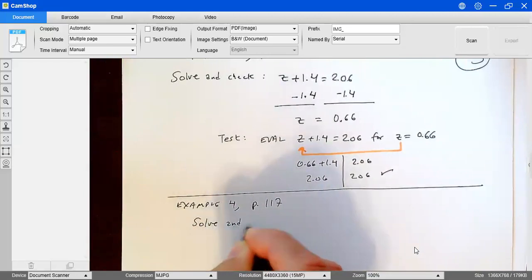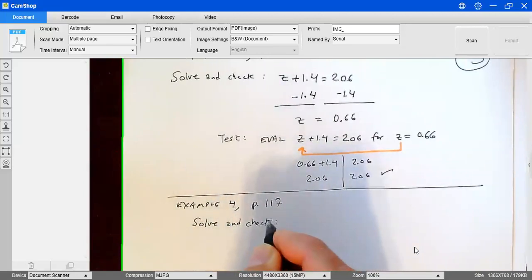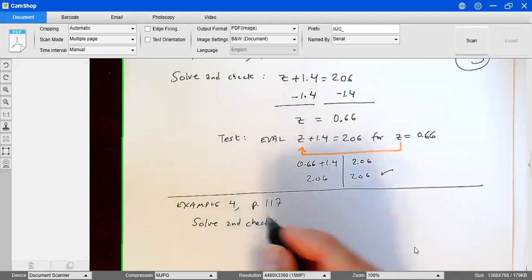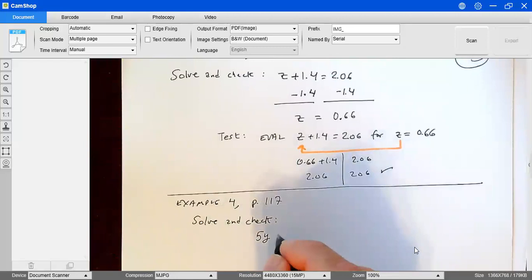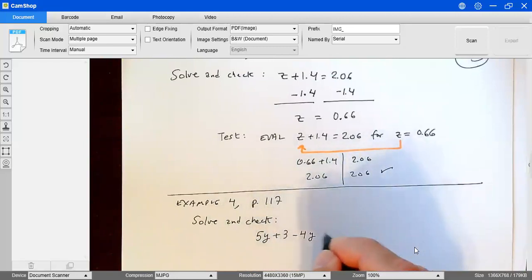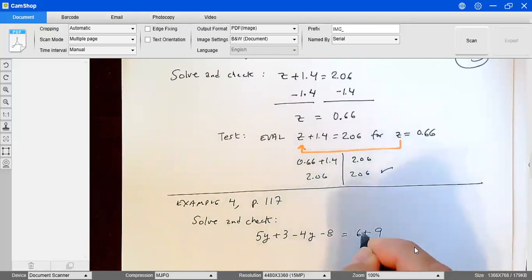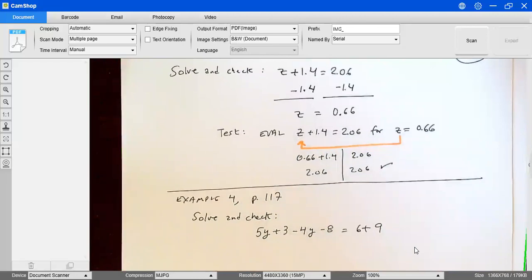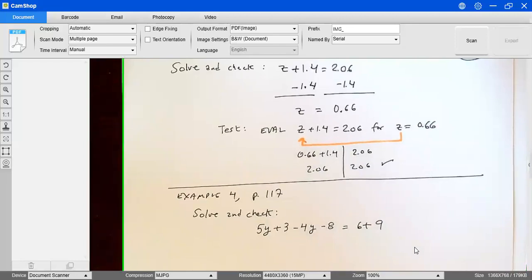Solve and check. So the equation that we have is 5y plus 3 minus 4y minus 8 equals 6 plus 9. So this is a linear equation in one variable because the variable is the same, y. It is linear because the y is also raised to the first power, and there are no other terms with higher powers.